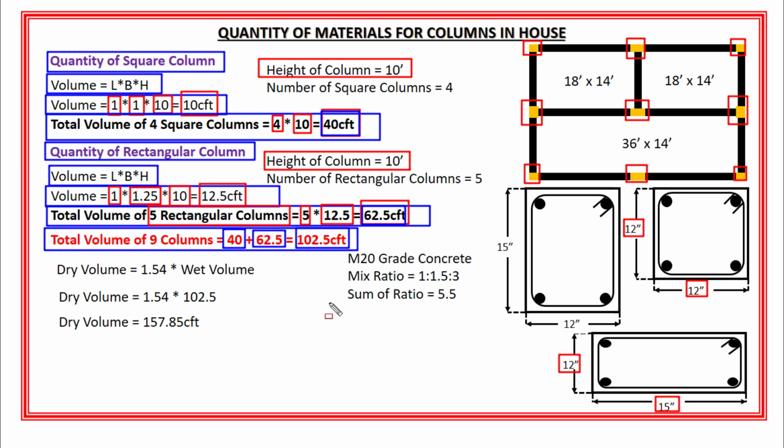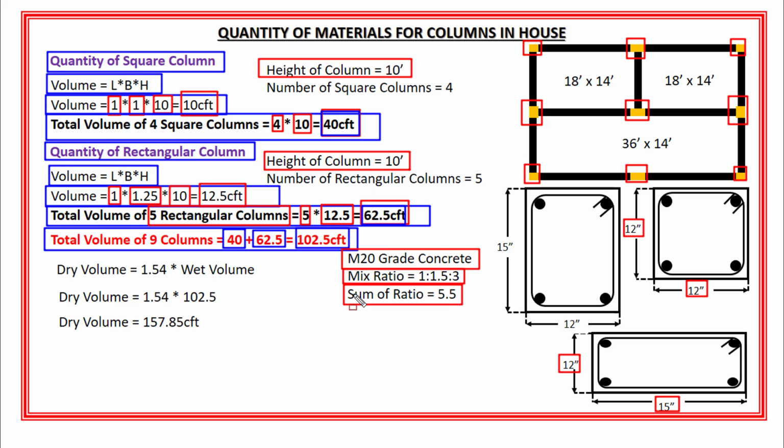So first let's talk about which grade of concrete is used and what is the mix ratio of that concrete grade. Okay. So the grade of concrete which is used for this particular house is M20 grade concrete. And the mix ratio of M20 grade concrete is 1:1.5:3. And the sum of ratio is 5.5. Okay. And after that, I will calculate the total dry volume of these 9 columns.